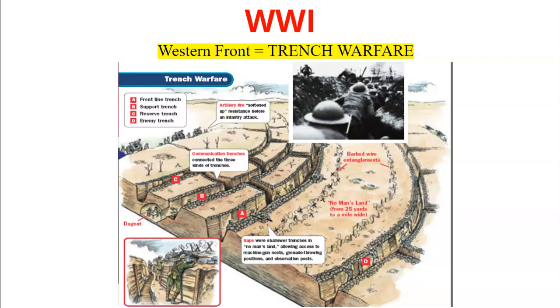So the A here is your front line trench, and the B is the support trench, and the C in the back is the reserve trench. The D, of course, is the enemy trench. So you have what is known as no man's land. It's like 25 yards to a mile wide. You've got barbed wire entanglements, and you didn't put your head above unless you're going to fight.